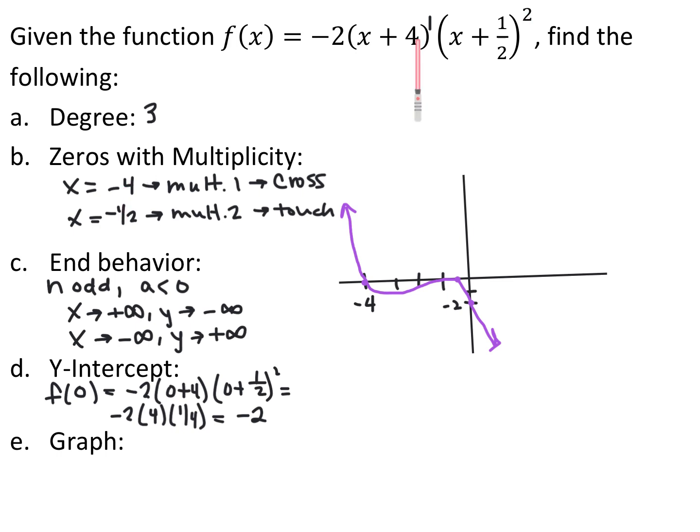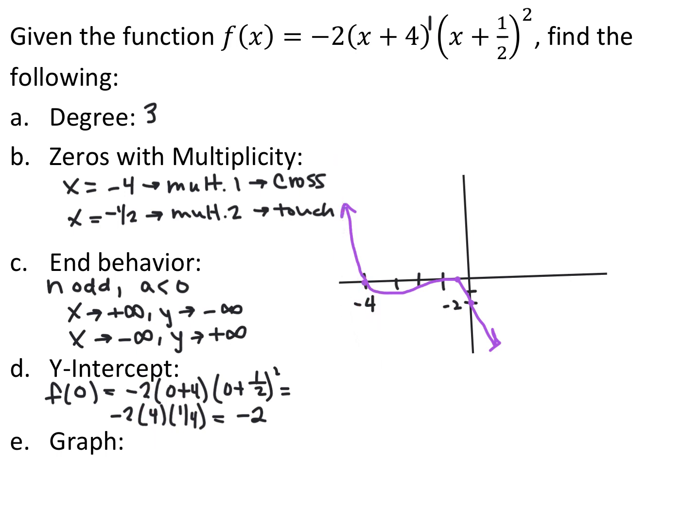My zeros are going to be x equals negative 4, which has a multiplicity of 1. That means it's going to cross the x-axis. And then x equals negative 1/2 has a multiplicity of 2, so it's going to touch the x-axis. My degree is odd, and my a value in this case is negative 2, which means it is negative. So it's going to end opposite and end down in the positive direction. That means as x approaches positive infinity, y is going to approach negative infinity. And as x approaches negative infinity, y is going to go up to positive infinity.